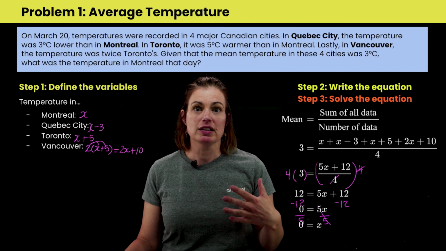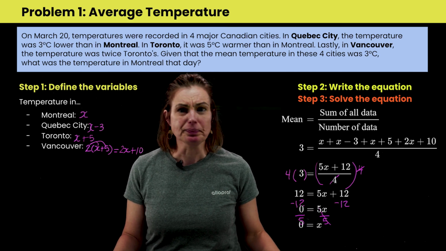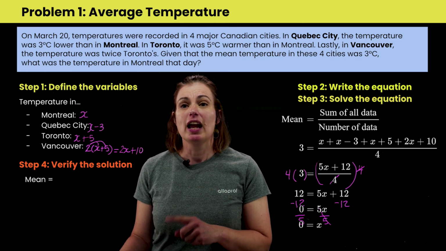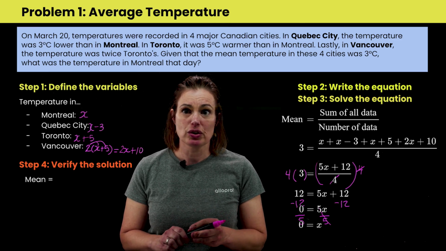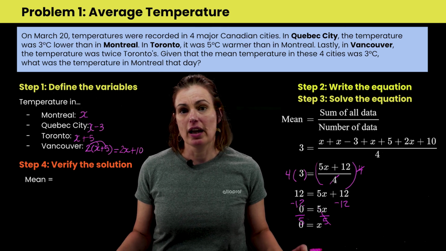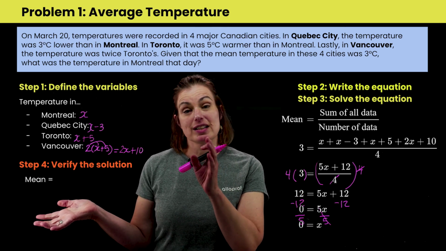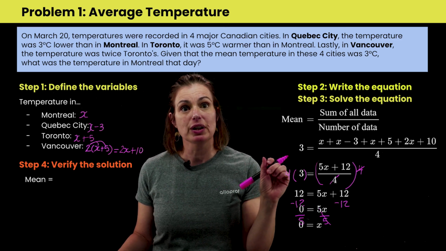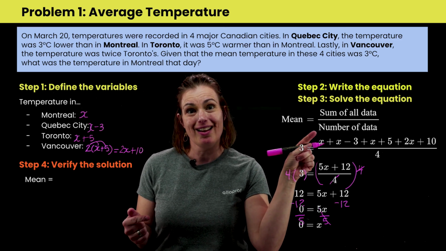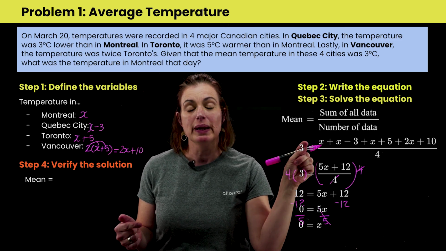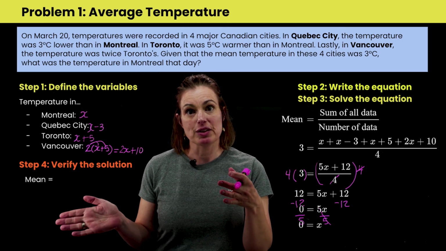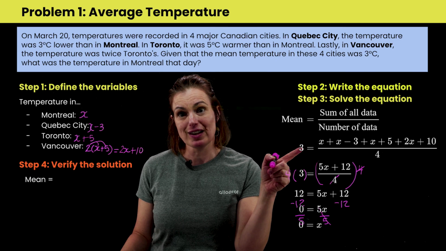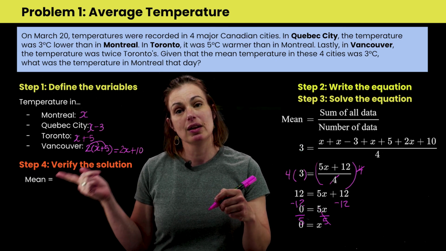So it gives me confidence that my answer is correct. I do, however, need to verify that my answer is correct. And so to do this, I'm just going to make sure that I find the temperatures in each of the other cities, because I'm going to have to plug all of that data into my original equation and find out if the means match up. In other words, I'm going to find the sum of all my data, divide it by my 4 data values, and see if that gives me 3.